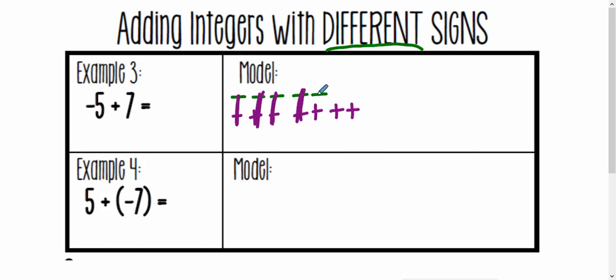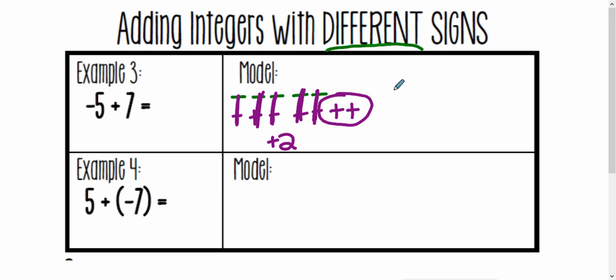Each combination of one positive and one negative will cancel. Think about what we have left over. I have 2 positives left over, which means my answer is a positive 2. Or you could just say 2, because that positive is implied. Then you could do it with the number line.